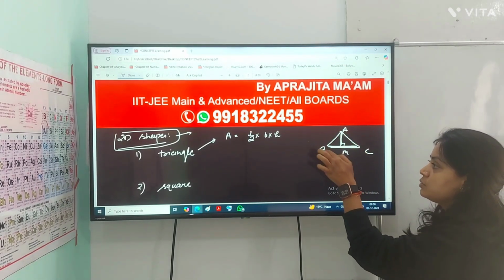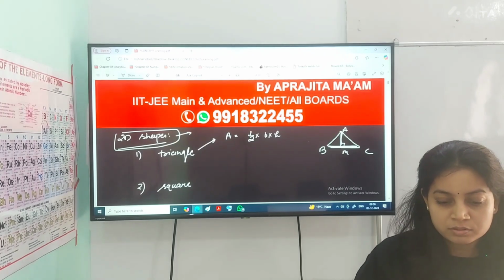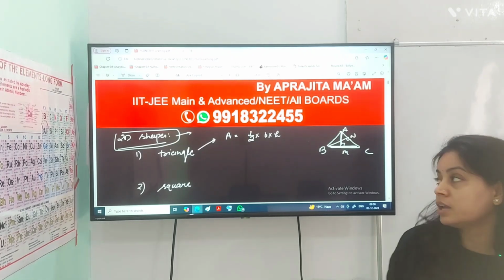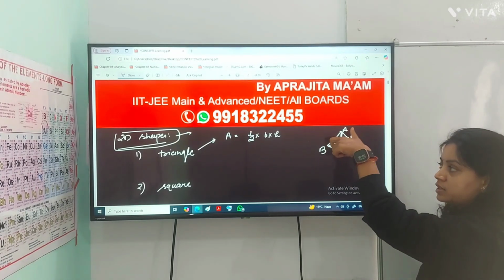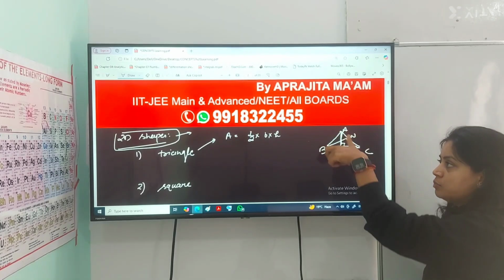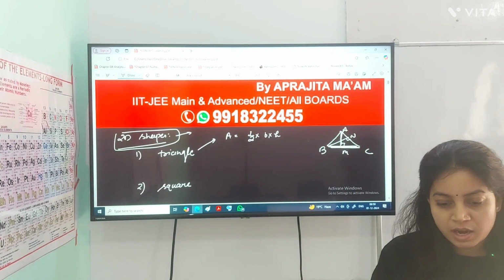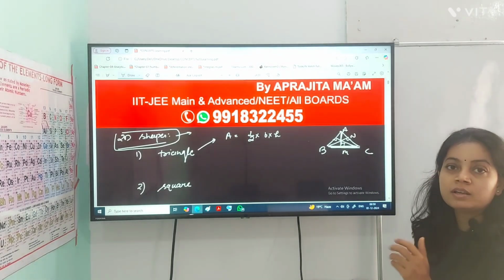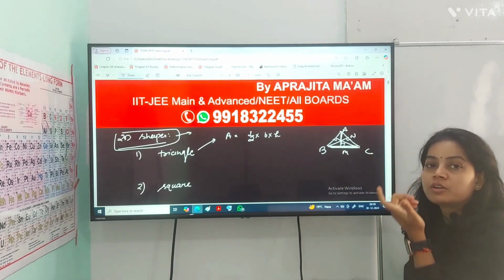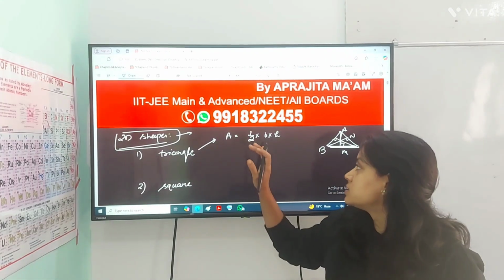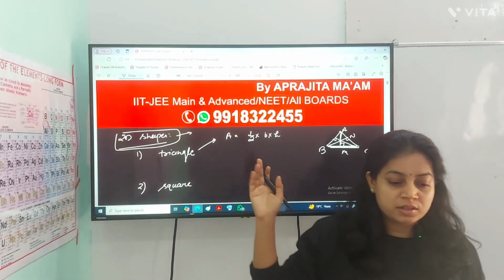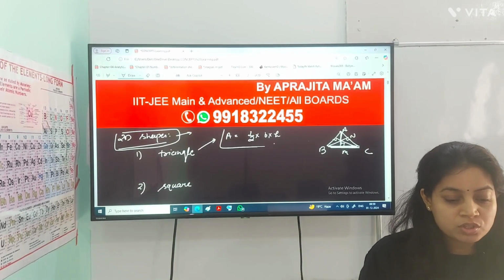So in this triangle, base can be AC. If AC is the base, then BN can be the height. Accordingly, you can take AB as a base. If you take AB as a base, then definitely this altitude is going to be the height. So whatever base and height you are taking, the area of the triangle will remain the same. So area of a triangle is nothing but 1/2 into base into height.